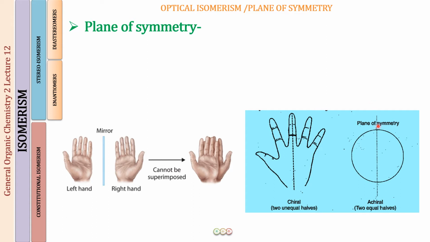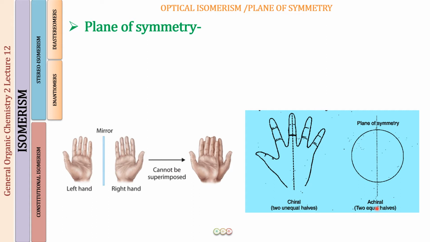So I have a mirror, and with the help of the mirror, I am going to bisect my football into two halves. And the two halves look like the mirror image of each other. You can see that this half is the mirror image of this half, and this half is the mirror image of this. So this is a plane of symmetry. And if an object has a plane of symmetry, that object is going to be an achiral object.